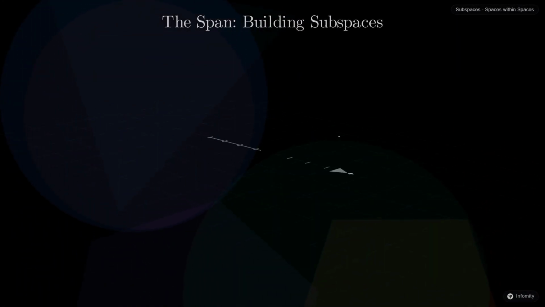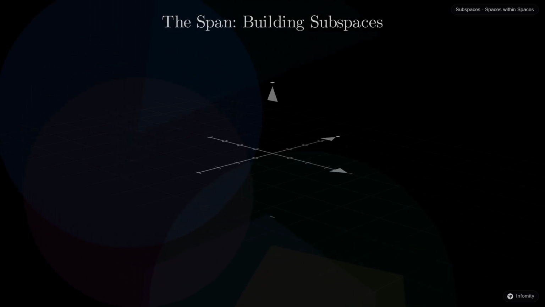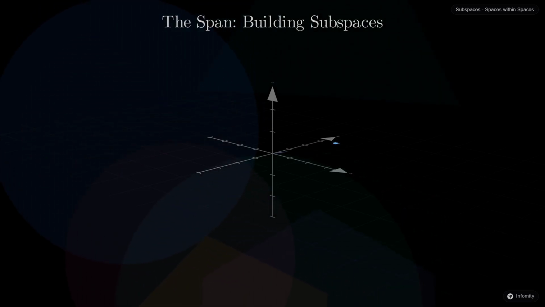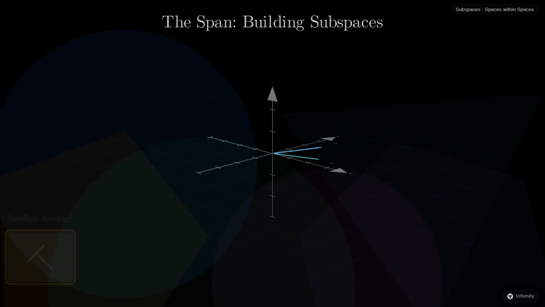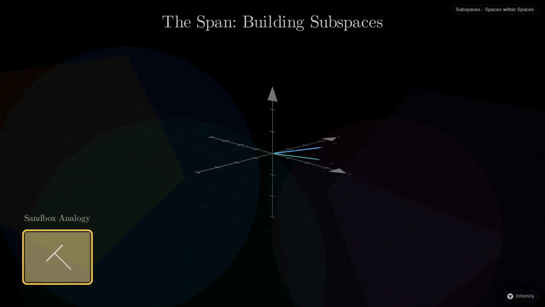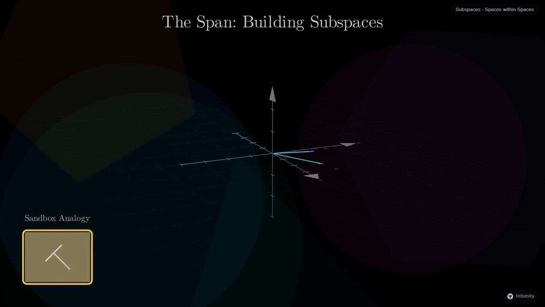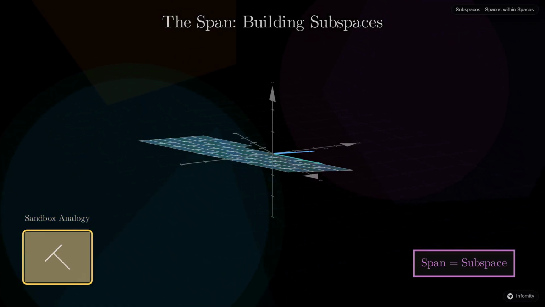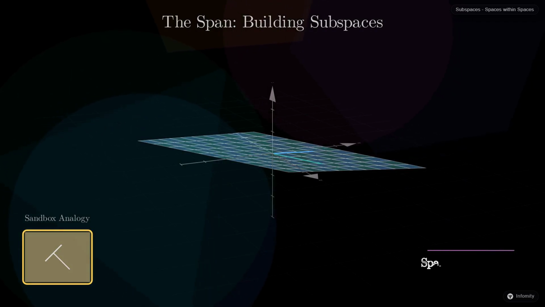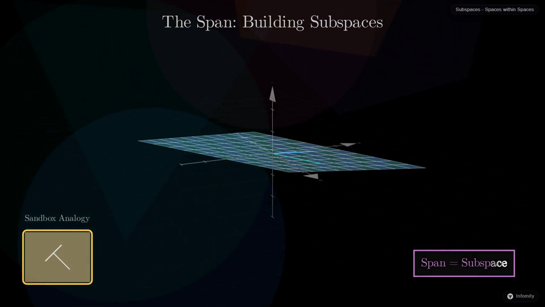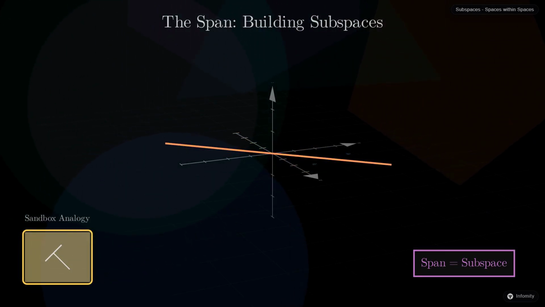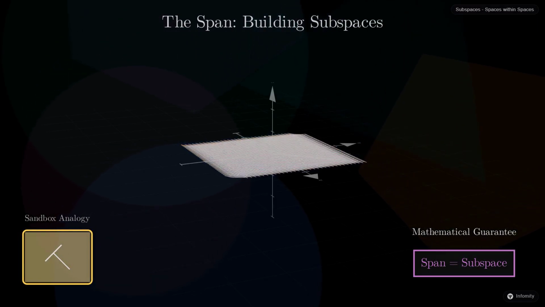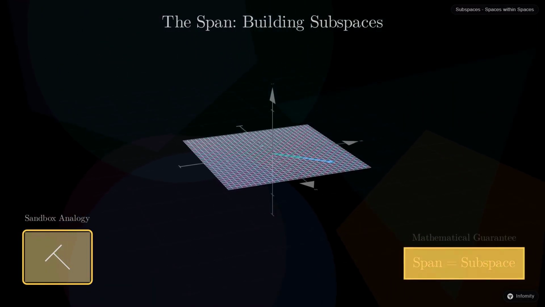How do we actually build a subspace from scratch? The answer lies in a concept called the span, which acts as our generator. To do this, we take a set of vectors and find every possible linear combination of them. Remember our sandbox? This is like using a rake to smooth out a flat path from our starting points. So by stretching, shrinking, and adding these vectors, they sweep out a perfectly flat, self-contained sheet. But what happens if our starting vectors are pointing in the exact same direction? Because of this mathematical guarantee, the span of any set of vectors forms a valid subspace.